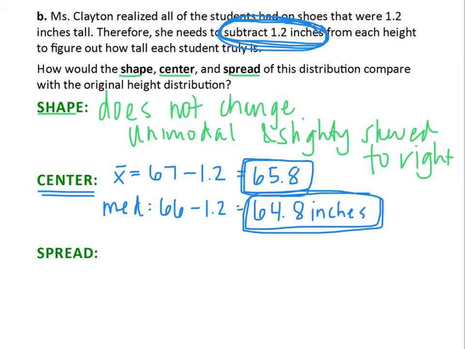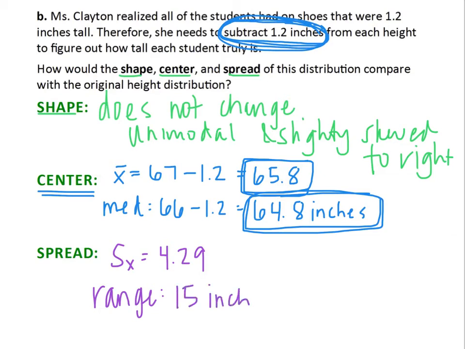Well, then the spread we saw does not change when I subtract a number. If everything shifts down 1.2, my range and my standard deviation are not going to change. So the standard deviation that was given to me was 4.29, and the range was from 60 to 75. Even though that now becomes 58.8 to 73.8, it's still a 15-inch range.